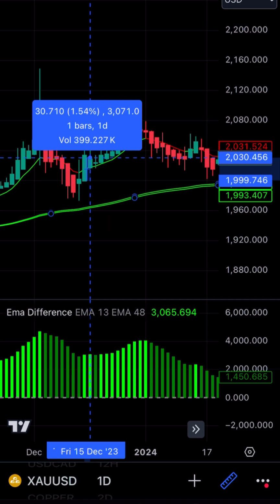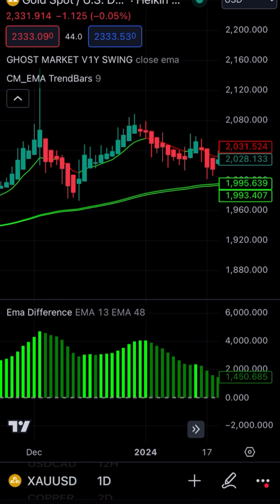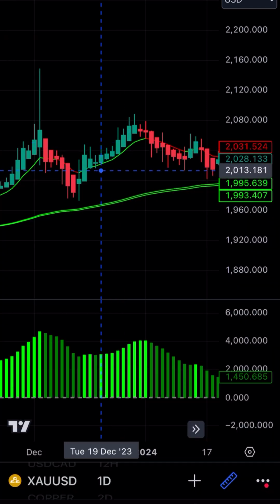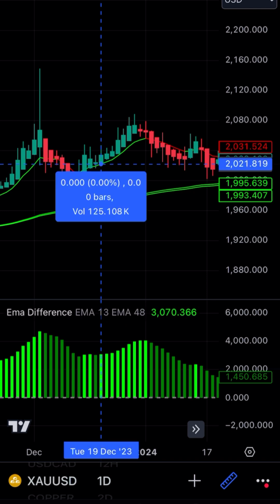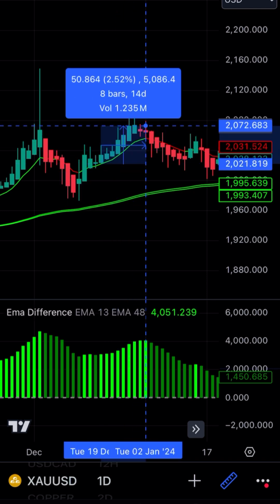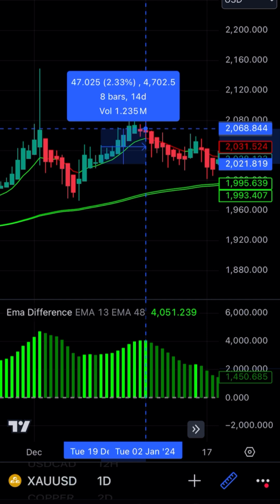This is 30,000 pips. So this is $307 if you did it at a 0.01. And then we got it again. You go dark green right here if you come back right here. And you ride this one out till the end. It's basically color-coded, and it's telling you when to get in and when to get out. This is a 47,000 pip move.